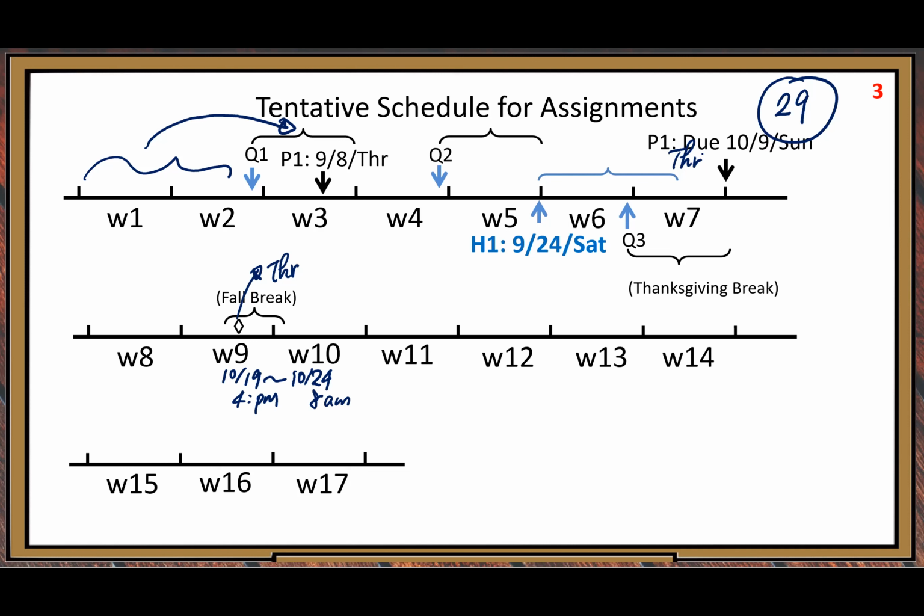Next one, project 1 due. So now you can see project 1 is more than 4 weeks, right? Due at the end of week number 7. I hope you have plenty of time. The project is not very difficult, so definitely you have a chance to earn extra credit. You can consider early submission for extra credit.